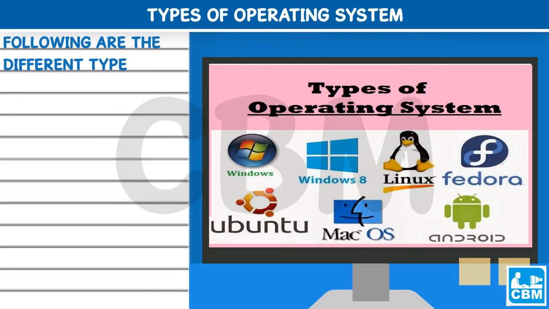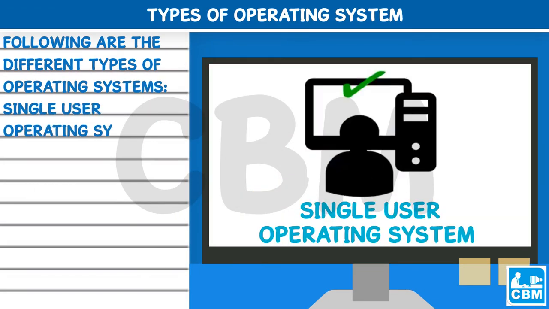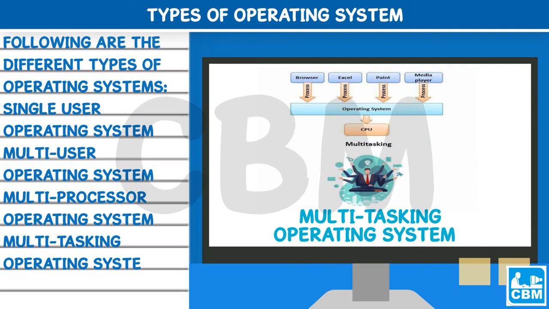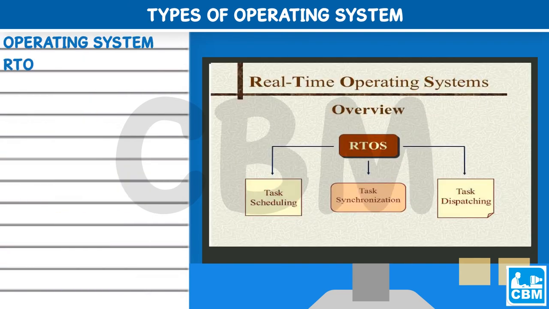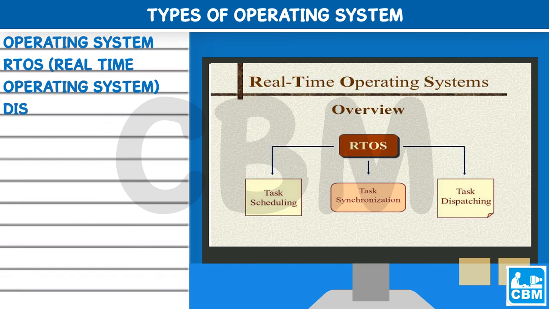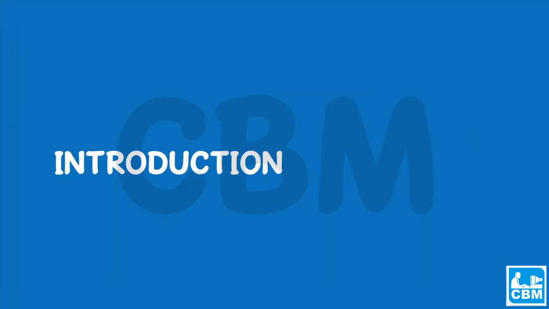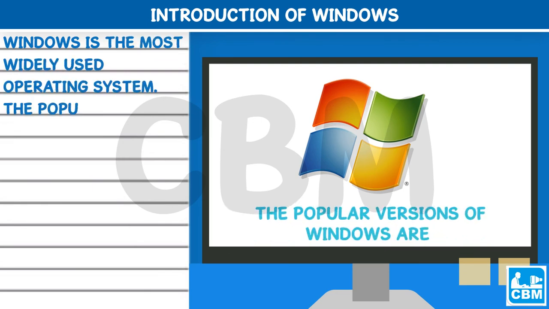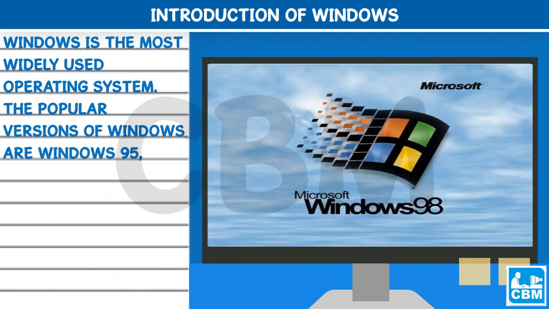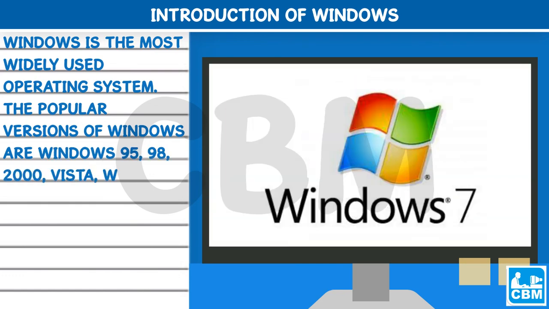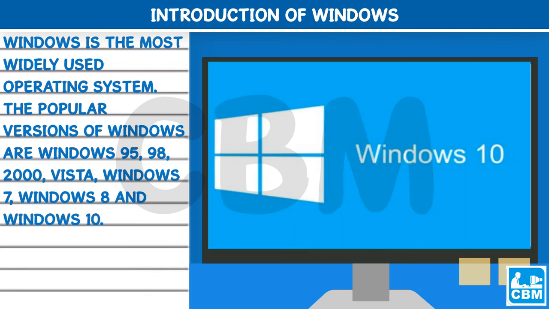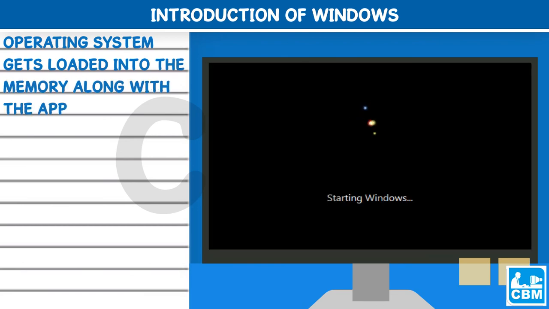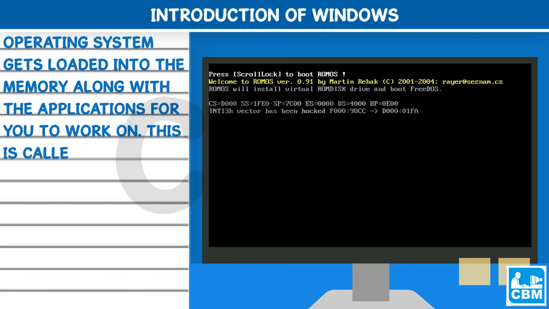Following are the different types of operating systems: single-user operating system, multi-user operating system, multi-processor operating system, multitasking operating system, multi-threading operating system, RTOS, real-time operating system, distributed operating system. Introduction of Windows. Windows is the most widely used operating system. The popular versions of Windows are Windows 95, 98, 2000, Vista, Windows 7, Windows 8 and Windows 10. Whenever you switch on your computer, the operating system gets loaded into the memory along with the applications for you to work on. This is called booting.